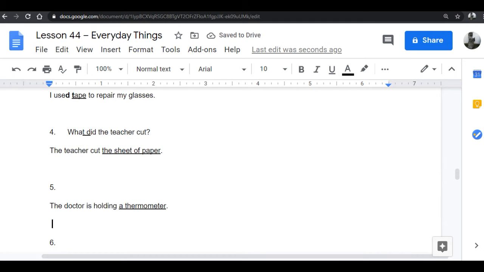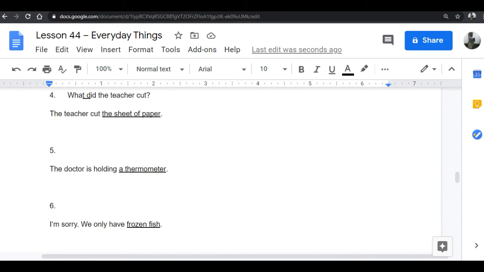Amazing. Number 5. The doctor is holding a thermometer. What? A thermometer. What is a doctor holding?